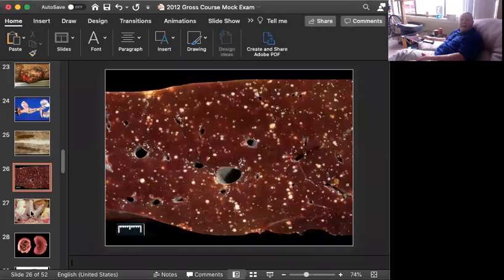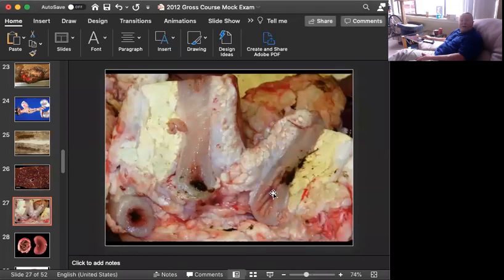Okay, our next slide is from an ox. Can you give me a morphologic diagnosis and a possible cause?